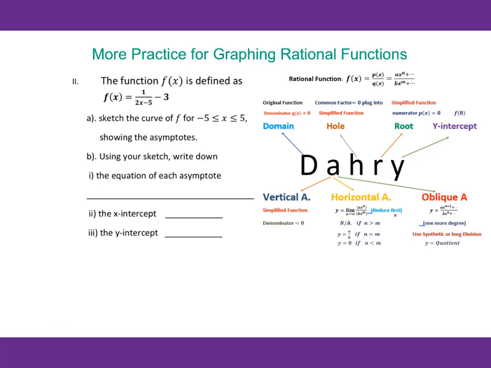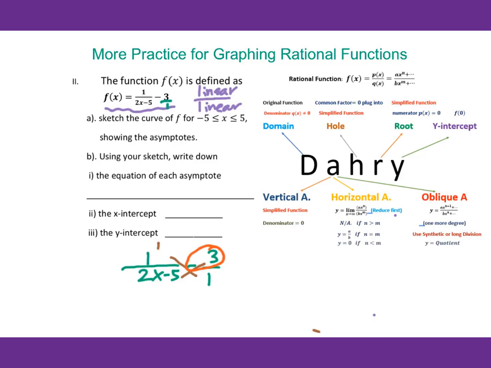For number 2, the function f of x equals this. Basically, it's a linear over linear pattern. So first step, you need to put this together. I'll put over 1: 1 over 2x minus 5, minus 3 over 1. Cross multiply. This is 1. Cross multiply over here. Make sure you count this is a negative 3.